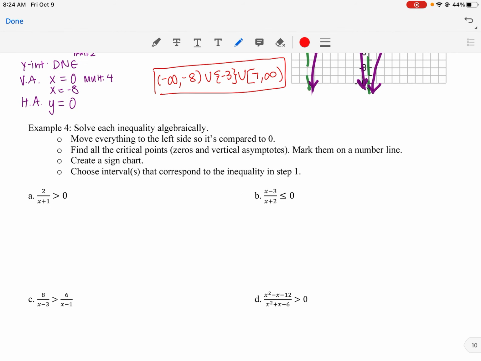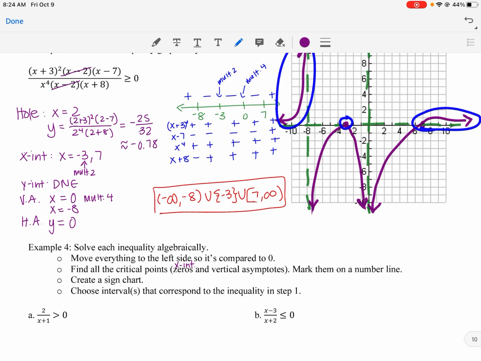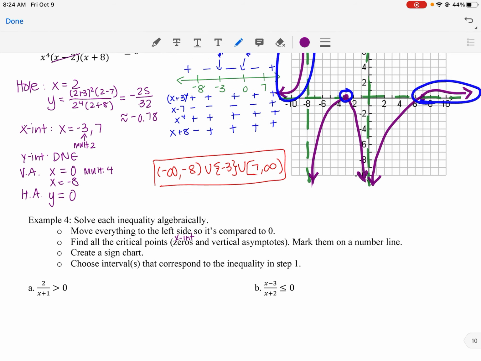So to solve it algebraically, we're going to move everything to the left side so it's compared to 0. Now you could move it to the right side, but you want it compared to 0. We're going to find the critical points, so all the zeros, your x-intercepts, and the vertical asymptotes. Just like we did on the number line above, we're going to mark them on a number line. We're going to create that sign chart, and then we're going to choose the interval that corresponds to the inequality in step 1. So we're basically just going to focus on this part right here. Making that sign chart is the idea behind it.